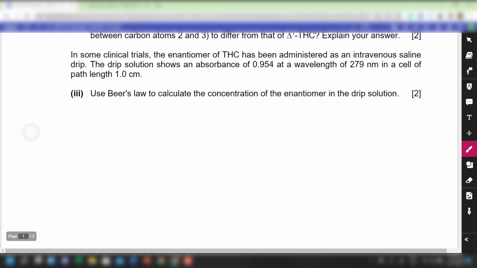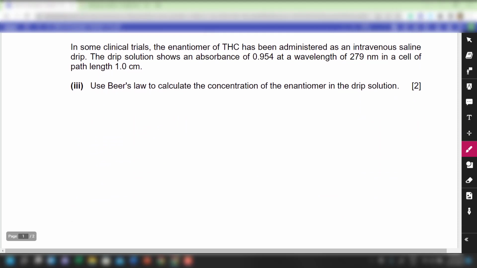And then the last part involves some calculations. You were told that in some clinical trials the enantiomer of THC has been administered as an intravenous saline drip, and the dripped solution shows an absorbance of 0.954 at a wavelength of 279 nanometers in a cell of path length 1 cm. This should be a relatively straightforward calculation because you are simply asked to use Beer's law to calculate the concentration of the enantiomer in the dripped solution.